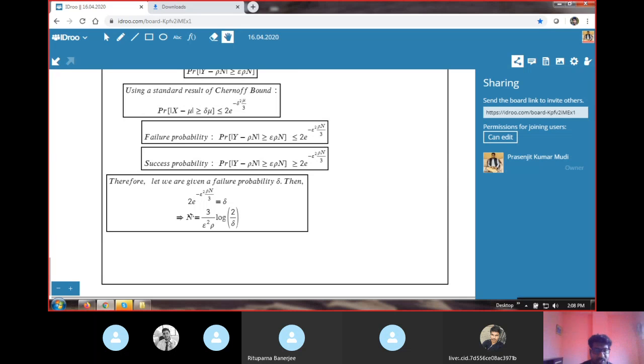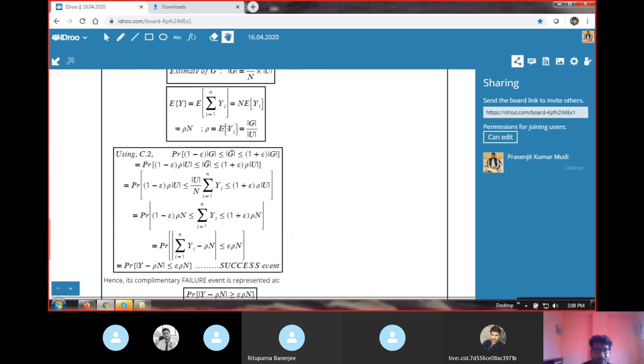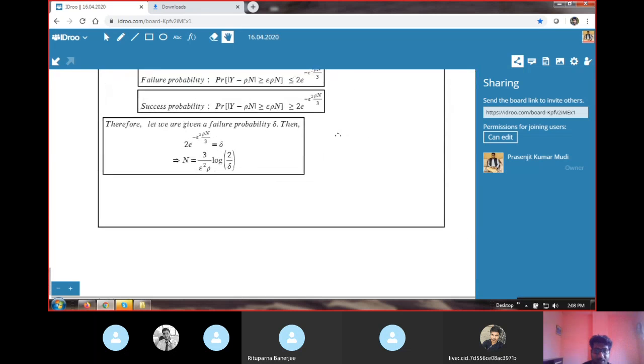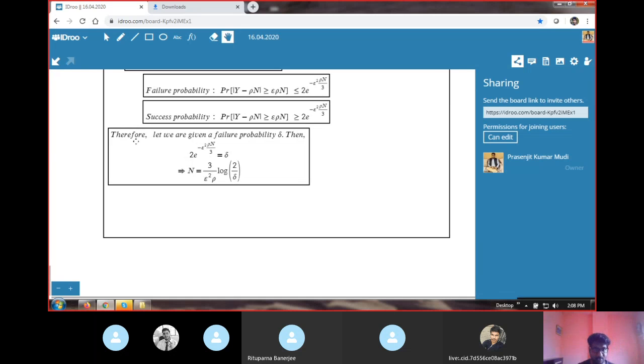So the total number of trials is formulated as 3 by epsilon square rho log of 2 by delta. Epsilon is 0 to 1, and rho is defined over here, mod g by u, the exact DNF counting, or expectation of yi. So if the failure probability is low, then automatically 2 by delta will increase and eventually n will increase.